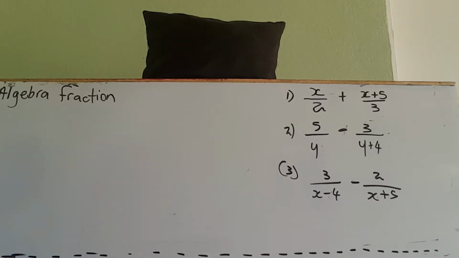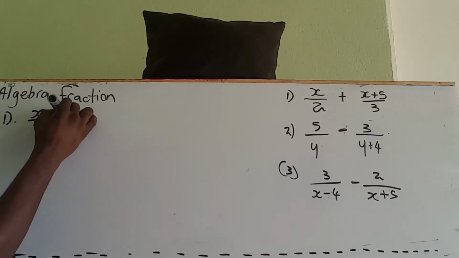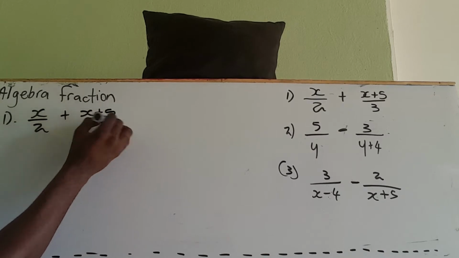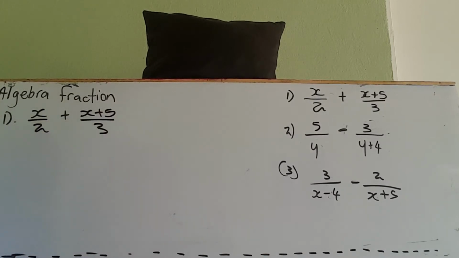For this lesson, we will be looking at algebra fractions. Those three examples that we have on that side, we intend to simplify them and write them as a single fraction. Let's look at number one. Number one says x over 2 plus x plus 5 all over 3.